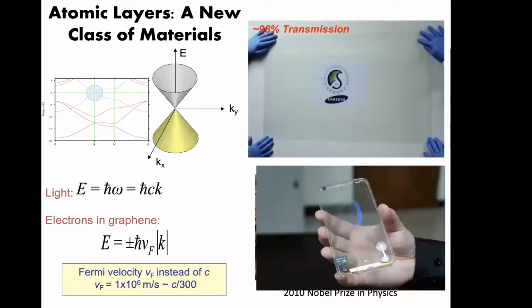Now, what can be the applications of such materials? For example, a transparent gadget. This is a kind of transparent gadget developed, not with graphene, using a different principle, but still you can see some parts are opaque. For example, the battery is still not transparent.